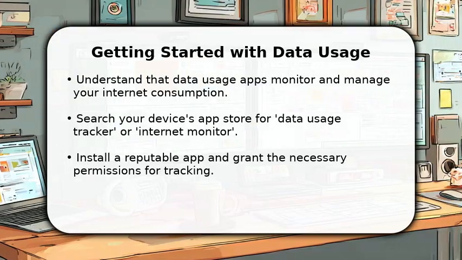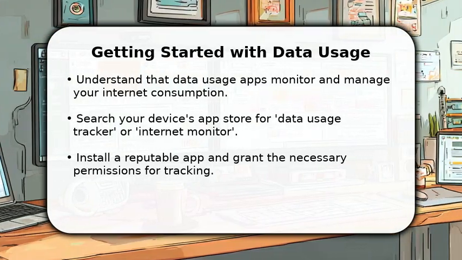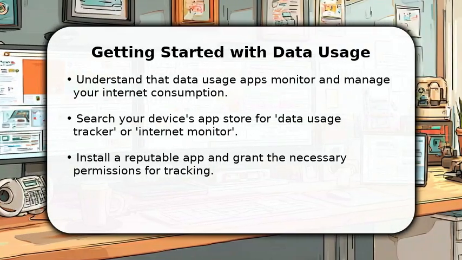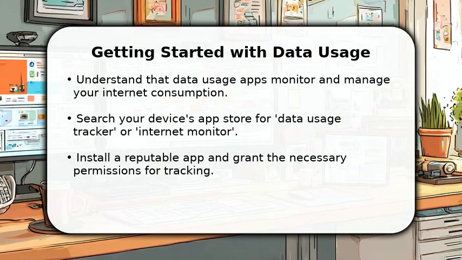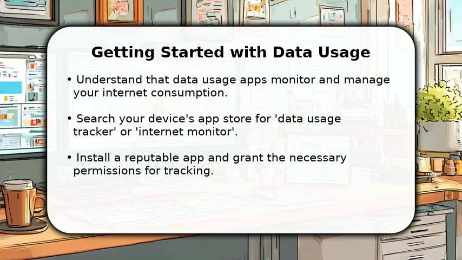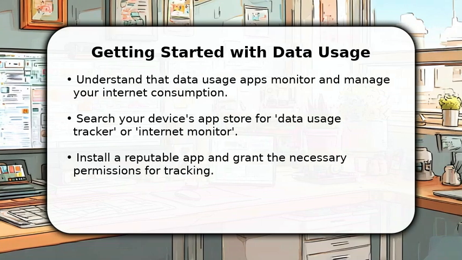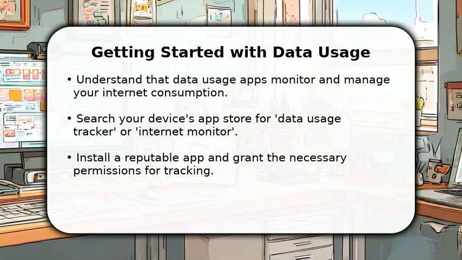Begin by searching your device's app store for Data Usage Tracker or Internet Monitor. Once you find a reputable app with good reviews, tap Install and grant the necessary permissions. This initial setup takes less than 1 minute and is crucial for gaining control over your mobile data.